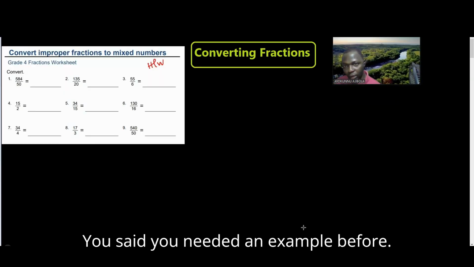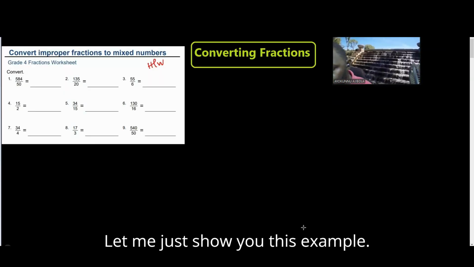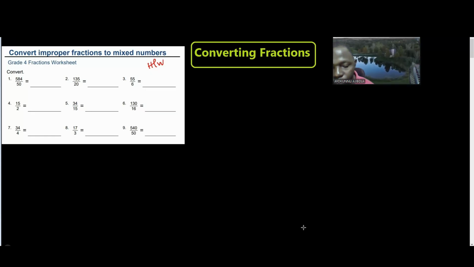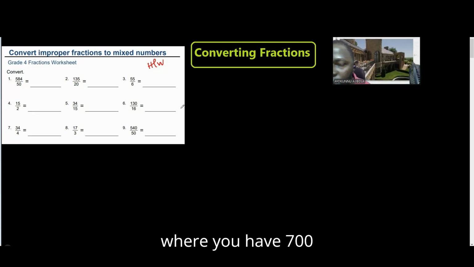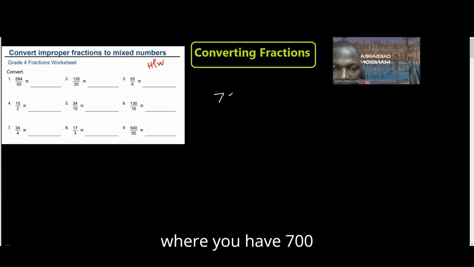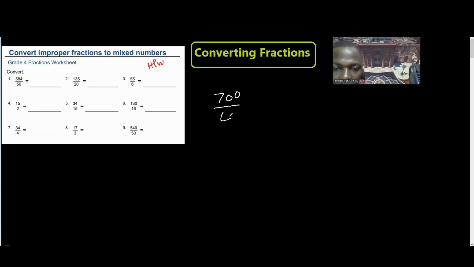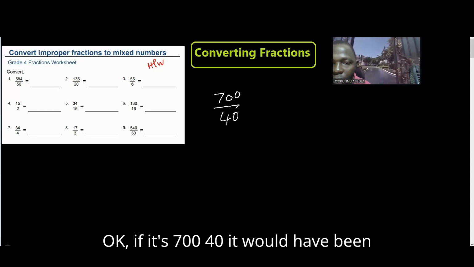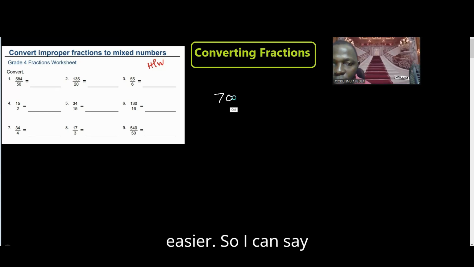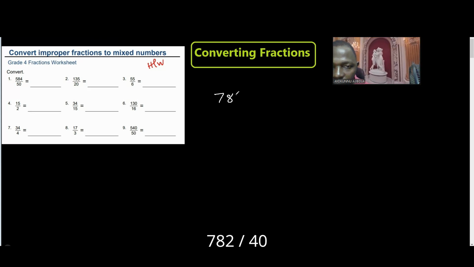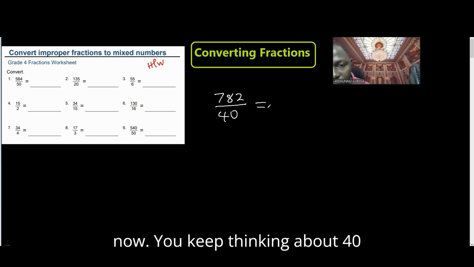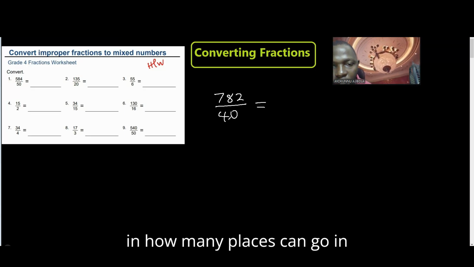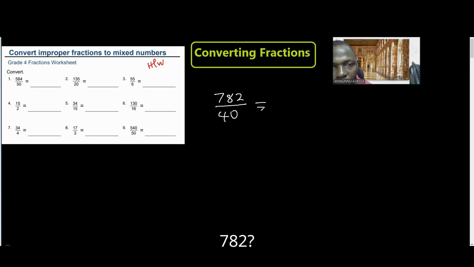You said you needed an example before. Let me just show you this example. So look at this. Let's assume this is what you have: 782 over 40. Now, you keep thinking about how many times 40 can go into 782.